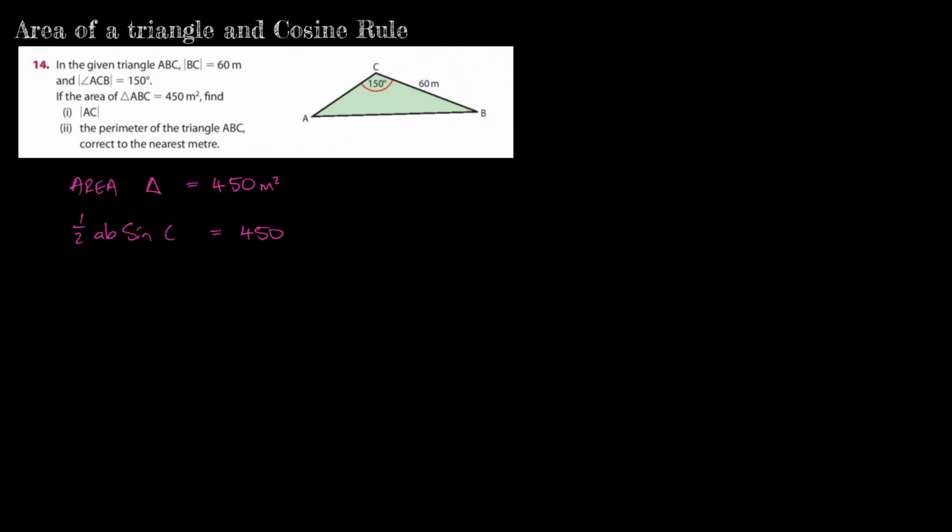Now, when we're doing the area of a triangle, we look at the angle. Okay, so we look at the angle, and that represents C, so that's going to be C. So A and B are going to be to the left and to the right. So A is going to be this side, and B is going to be this side. So I need to fill in that information. So half of A times B, which is 60, times sine of C, and the sine of C is sine of 150, equals 450.